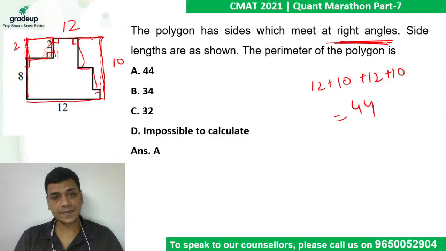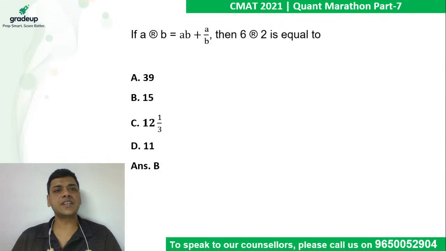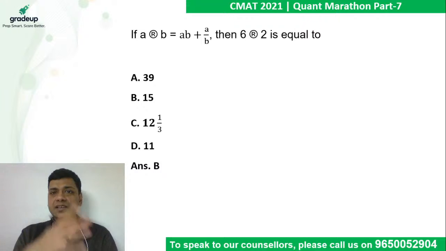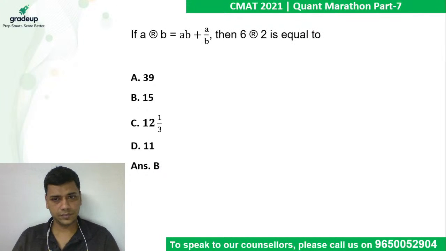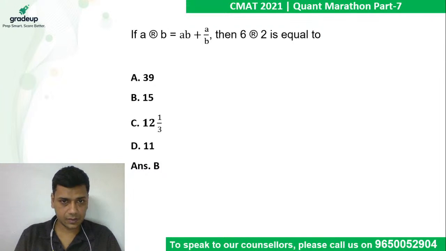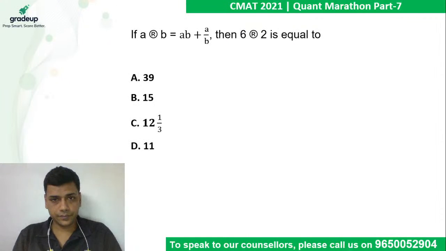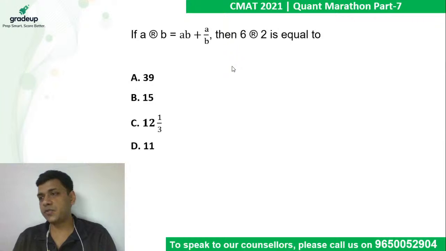Okay, move to the next one. If a some-sign b equals ab upon a plus b, what is 6 sign 2? What's the answer? I think the majority of you have already seen it.